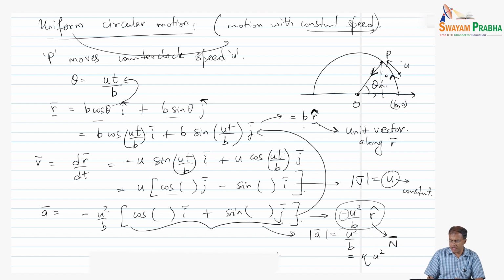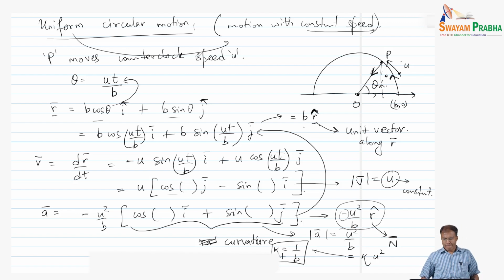So from here we can quickly deduce that the curvature of this curve is given by kappa, which is 1 over b, just comparing the formula.